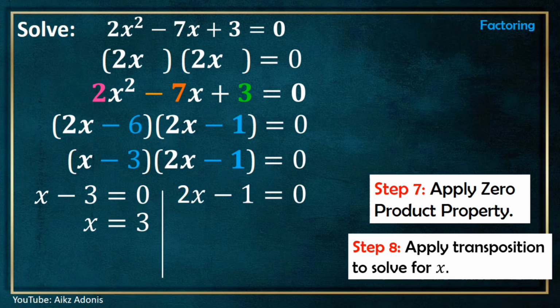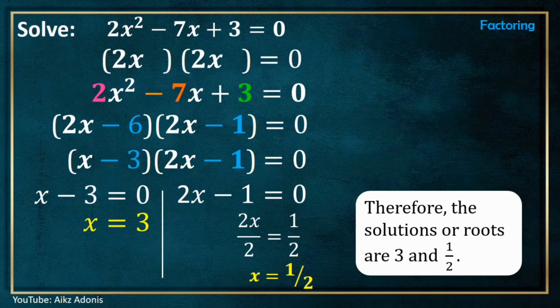Next, given 2x minus 1 equals 0, let's transpose negative 1 to the right. So negative 1 becomes positive 1. So we have now the new equation 2x equals 1. To get the value of x, we still have to remove the numerical coefficient of x, which is 2. To remove 2, let's divide both sides by 2. So we have now x equals positive 1/2. Therefore, the solutions or roots are 3 and 1/2.